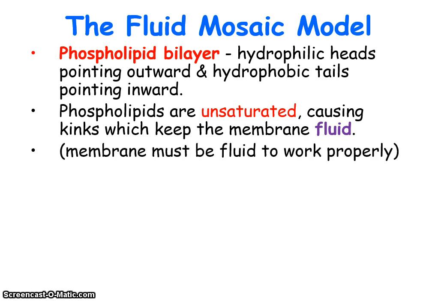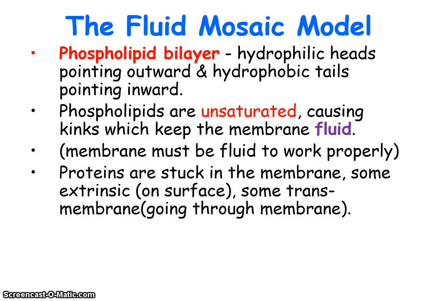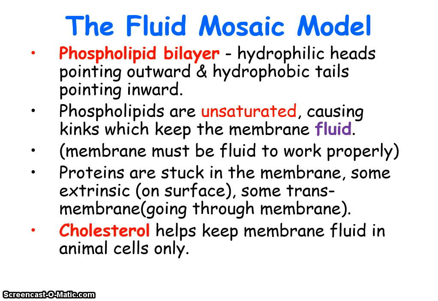In fact, if the membrane gets too cool and it starts to solidify, it won't work properly. It won't be able to do the jobs that it normally does. So it's important that it stays fluid. There are different types of proteins we're going to talk about in a minute, but some of the proteins are extrinsic, which means they are on the surface, and others are intrinsic, meaning they're within, and a lot of them are transmembrane, meaning they go completely through the membrane. They stick out on the two sides. And then in animal cells only, we see cholesterol. Cholesterol, at cool temperatures specifically, helps to keep the membrane fluid.